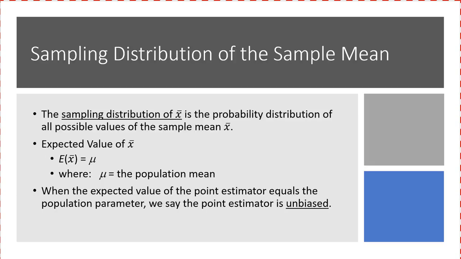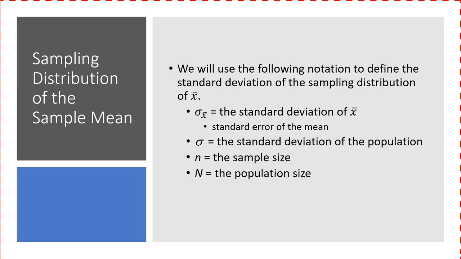The sampling distribution of X bar is the probability distribution of all possible values of the sample mean X bar. The expected value of X bar is going to be equal to the population mean, mu, in which case we can determine that the point estimator is not biased. The standard deviation of X bar is the only symbol that should be new to you on this slide. And these are the values that we use to define the standard deviation of the sampling distribution of the mean. Another thing to keep in mind is that the standard deviation of the mean is also called the standard error of the mean.